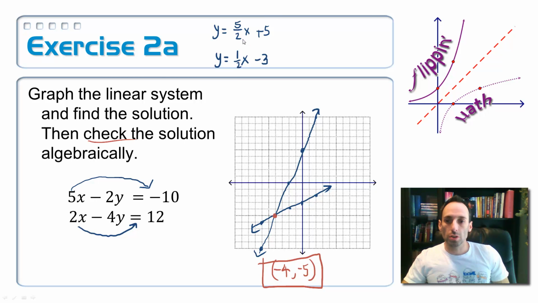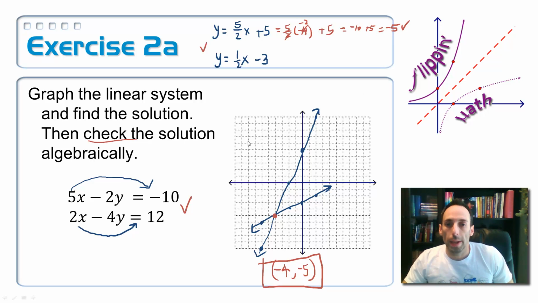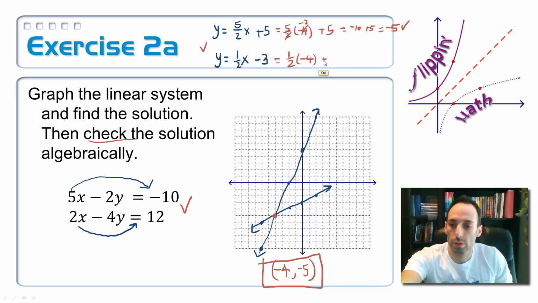So let's put it in the top equation here. And I don't care if you put it into these or you put it into the y equals form, makes no difference. So let's put -4 in for x in the top equation. 5 halves times -4 plus 5. Let's see what that equals. So 5 halves times -4, so this will go in there -2 times. That's -10 plus 5, which is -5. That one checks out. Okay, let's do it in the bottom equation. 1/2 times -4. No, whoops.